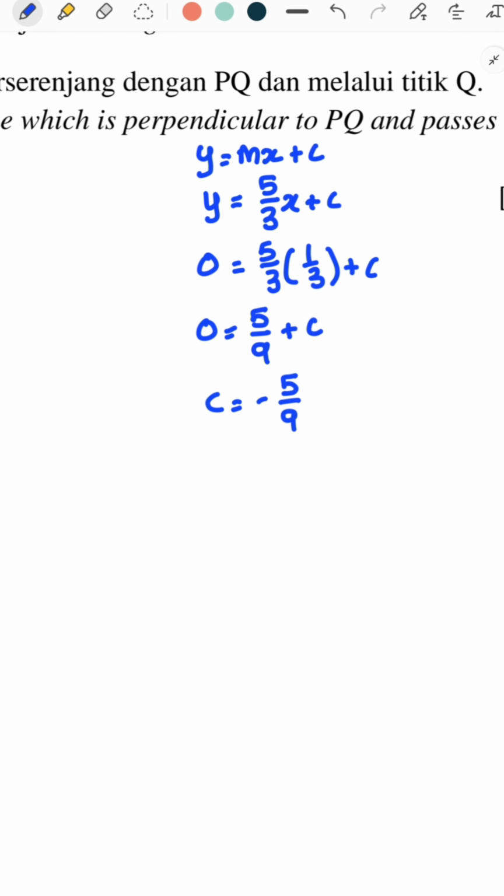So once you get your y-intercept, you can complete the equation. y = 5/3 x - 5/9. So this is your equation of the line that is perpendicular to PQ and passes through point Q.